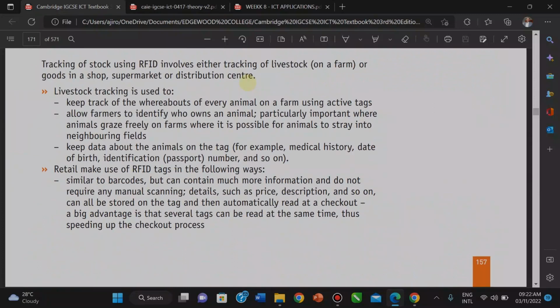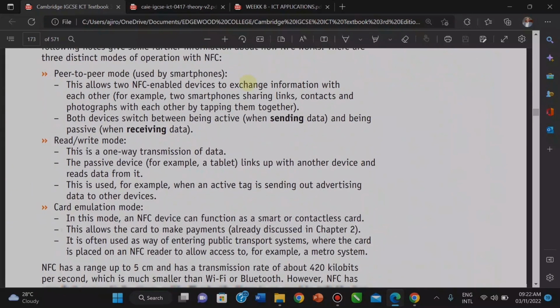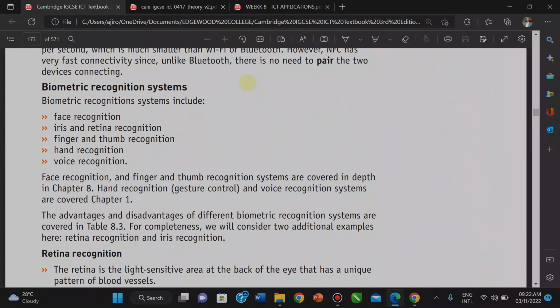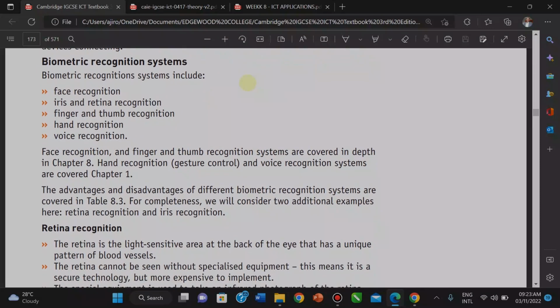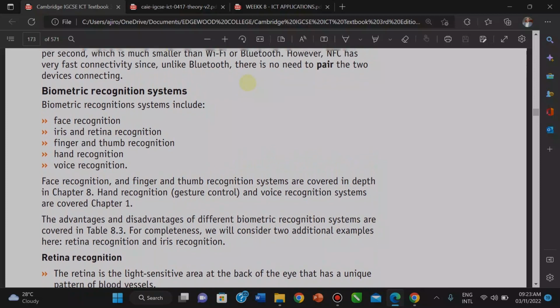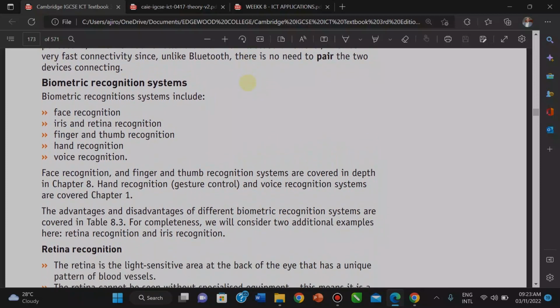Then we have the biometric recognition system. Very, very important. In the biometric recognition system, we have face recognition, iris and retina recognition, finger and thumb recognition, hand recognition, and voice recognition. These are ways of gaining entry into a system. And of course, biometrics is a more modern way of protection.